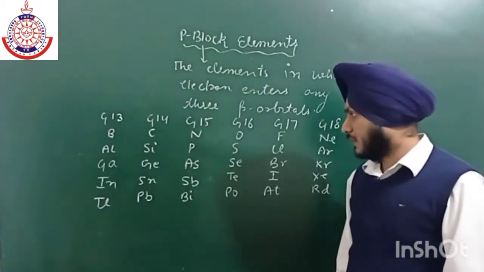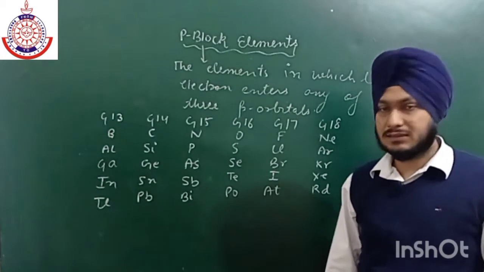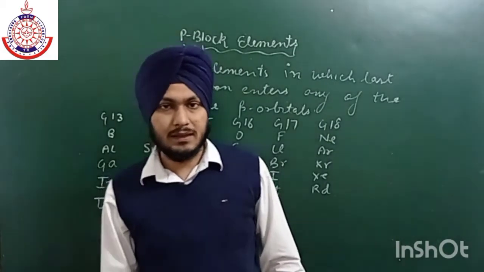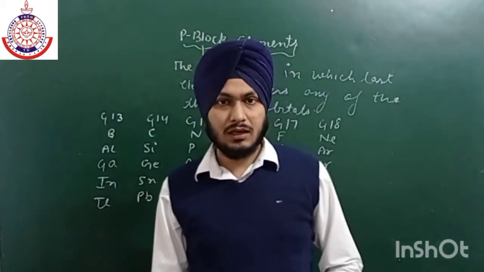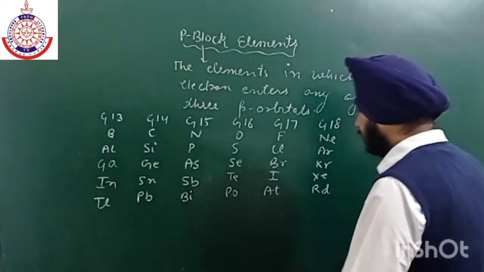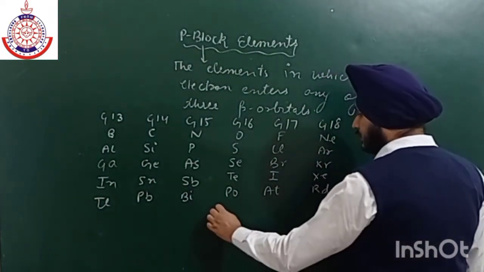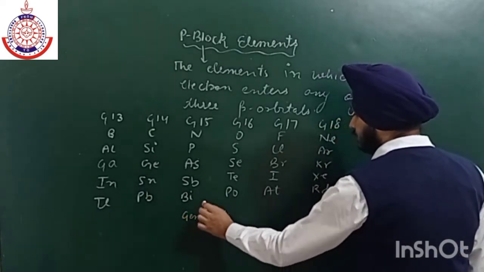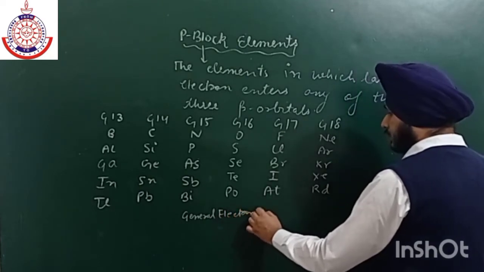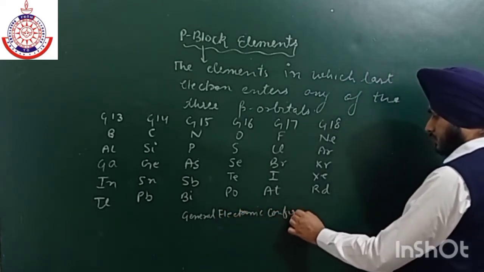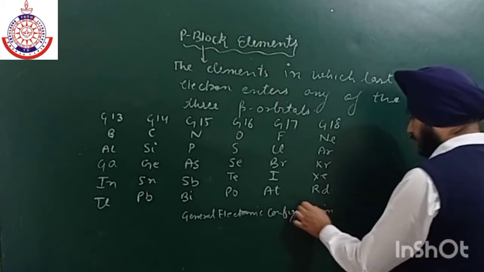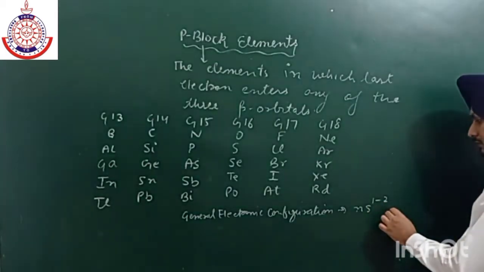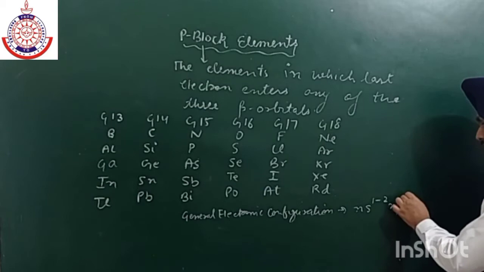The main thing is that these groups contain metals, non-metals as well as metalloids. Now what is the general electronic configuration? The general electronic configuration is ns from 1 to 2 and np from 1 to 6.